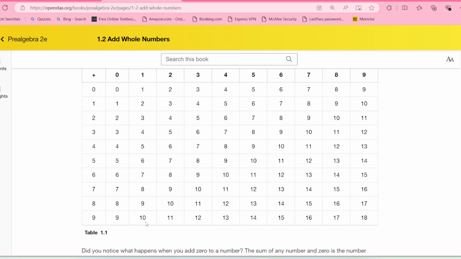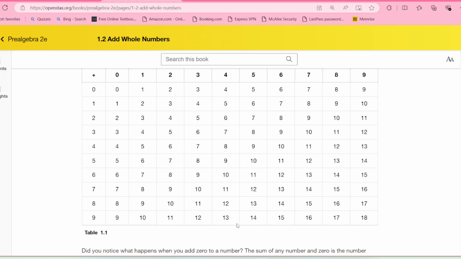9 plus 1 is 10. 9 plus 2 is 11. 9 plus 3 is 12. 9 plus 4 is 13. 9 plus 5 is 14. 9 plus 6 is 15. 9 plus 7 is 16. 9 plus 8 is 17. And finally, 9 plus 9 is 18.